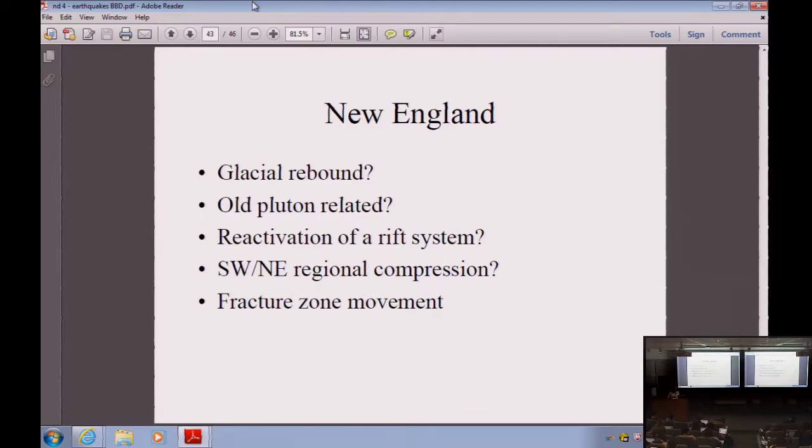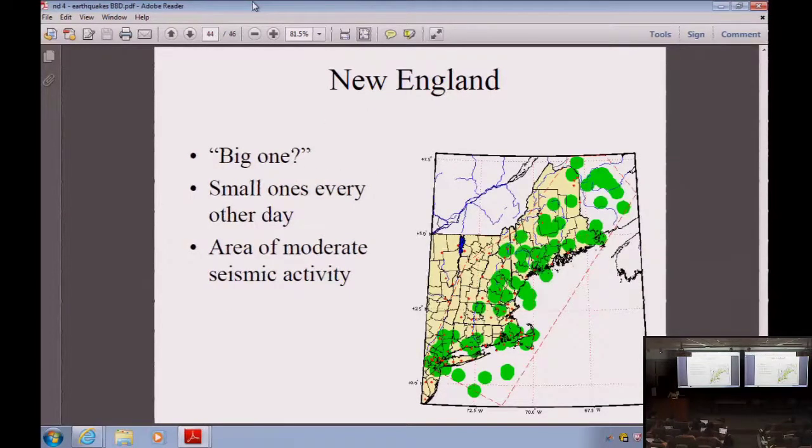Could there be a big one? There are smaller ones, as you know, every other day. We count as a mild to moderate area of seismic activity. 1663 in Quebec, there was a 7.3. That was only 600 kilometers from Boston. 1940, Ossipee, New Hampshire, there was a 5.4. That was 176 kilometers from Boston. Remember 2001, maybe the Staten Island earthquake. It was only 2.6, but you could feel it. So there are earthquakes here.